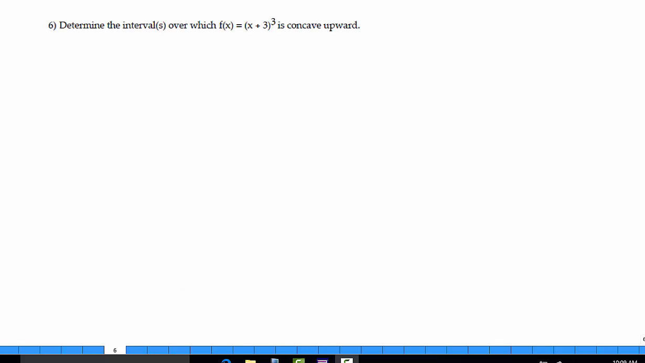Determine the intervals over which f of x is concave upward. So to find where a function is concave up, concave down, or inflection points, you need to do a plus and minus chart on the second derivative. So I'm finding my first derivative, I'm using my general power rule. So I bring down my exponent, I decrease it by 1, so my new exponent is 2, and then times the derivative of what's inside. So my first derivative is equal to 3 times (x plus 3) squared.